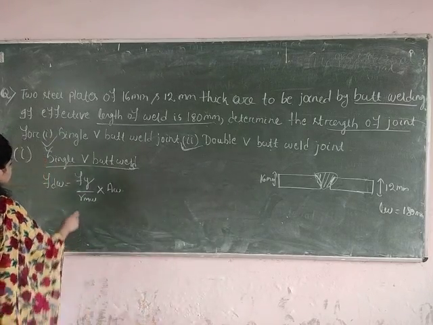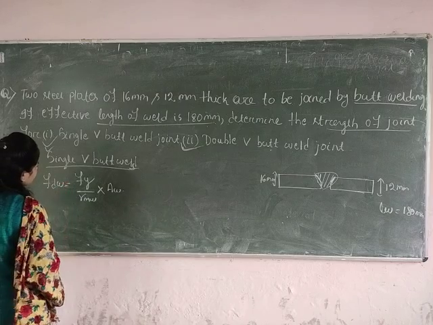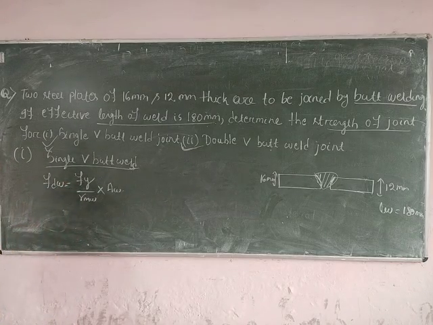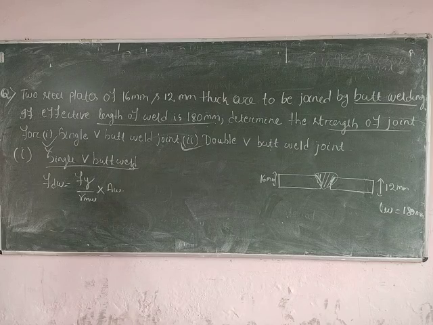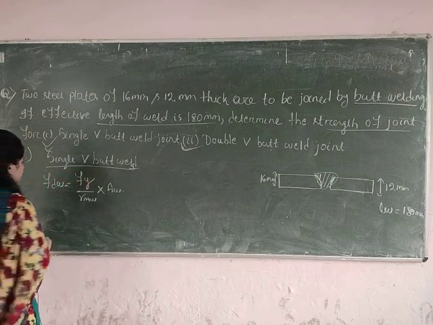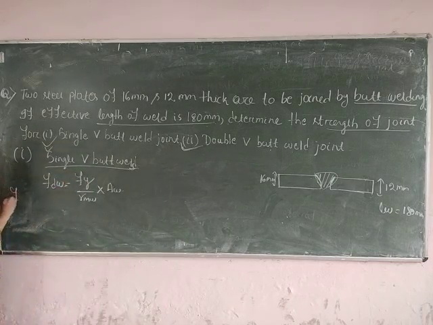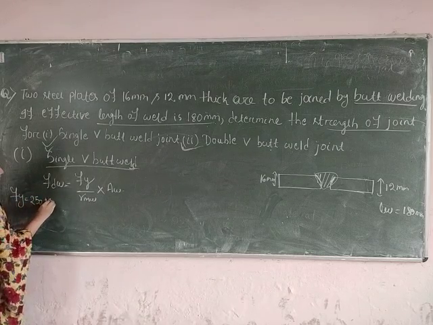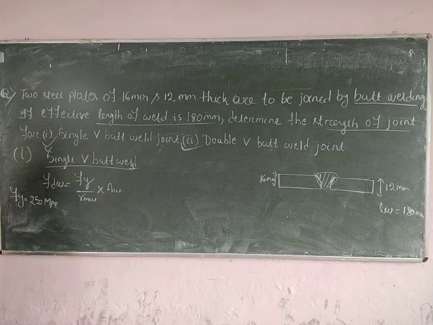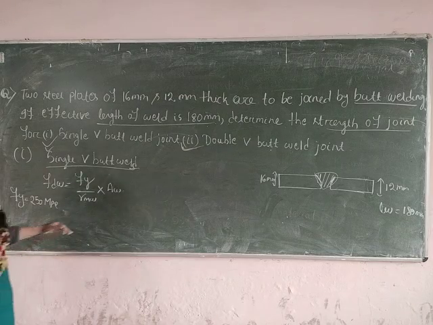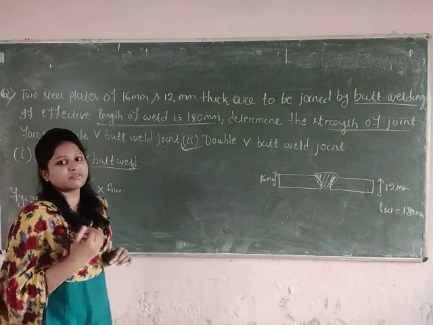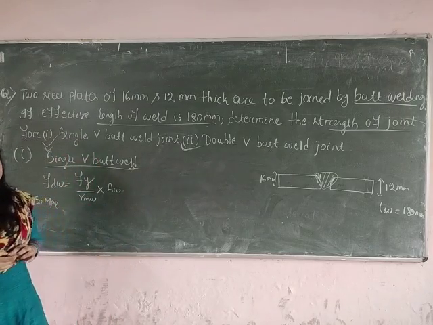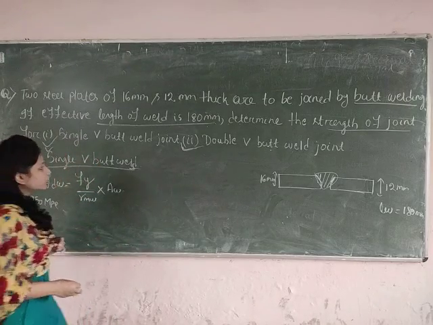You know that the yield stress for the weld is 250 MPa, that is 250 Newton per mm square. Then next comes gamma mw. Gamma mw is the partial factor of safety for weld, and that value you can get from table number 5. But there are two conditions.